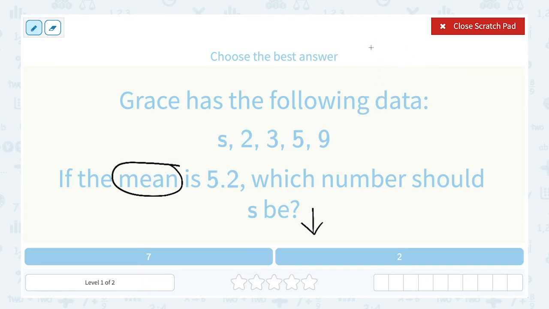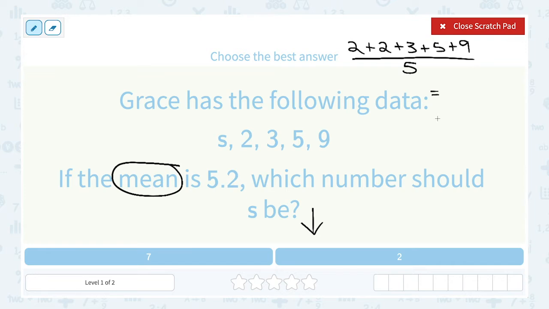So let's try 2. If I put 2 in place of S, my numbers would be 2, and I'm going to add them all together, plus 2, plus 3, plus 5, plus 9. And then you divide by how many numbers there are. So there were 1, 2, 3, 4, 5 numbers. So we're going to divide that by 5. Now make sure you're adding up the numbers first, and then we're going to divide that answer by 5.